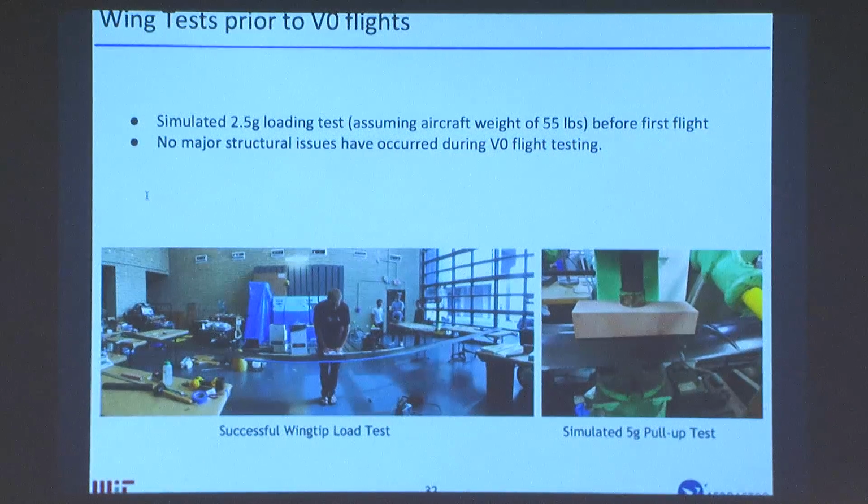You can also see here a wing section that we intended to break and did break. So here we brought the wing section all the way to failure. We put it in a press and pressed it until it broke. And we verified that it broke at the point we thought it would break, based on our analysis.